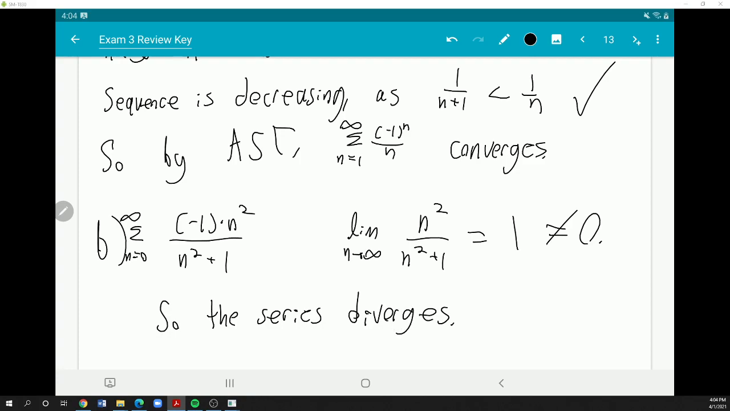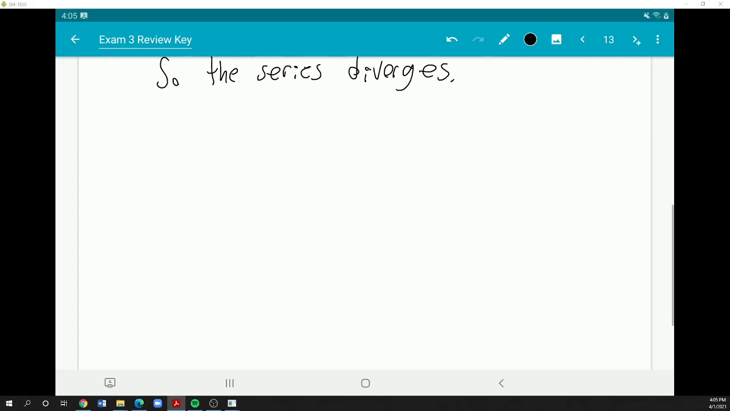Okay, the series diverges, that's important, because that's the answer. But also, this doesn't have anything to do with the alternating series test. This is true for any series ever. If the terms don't even go to 0, then the series automatically diverges. Doesn't matter what kind.